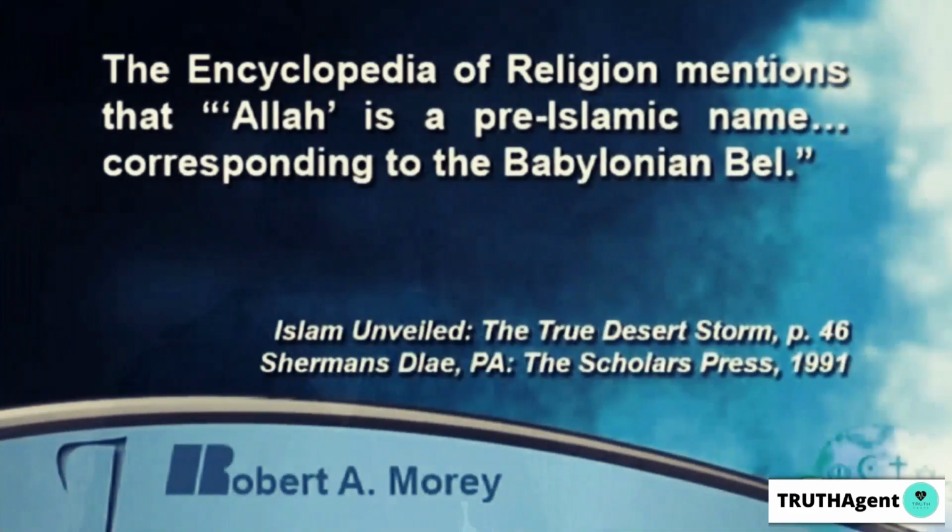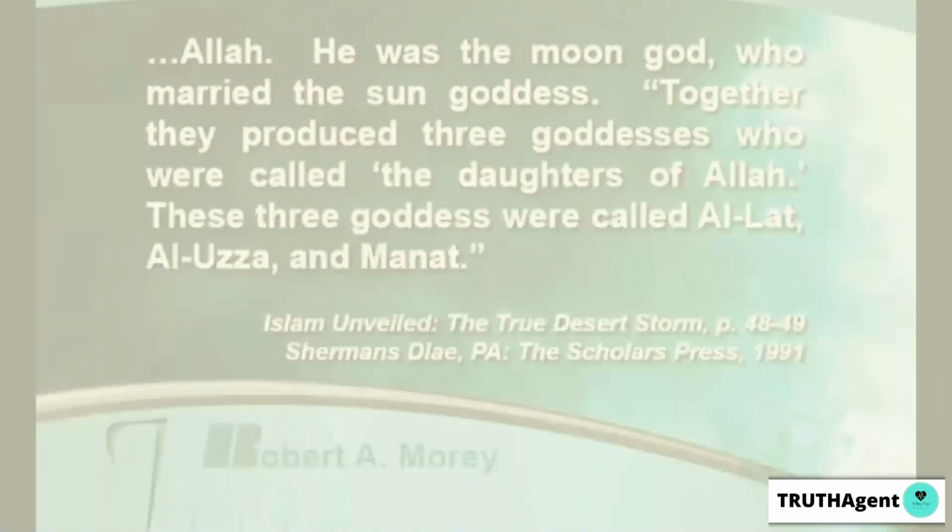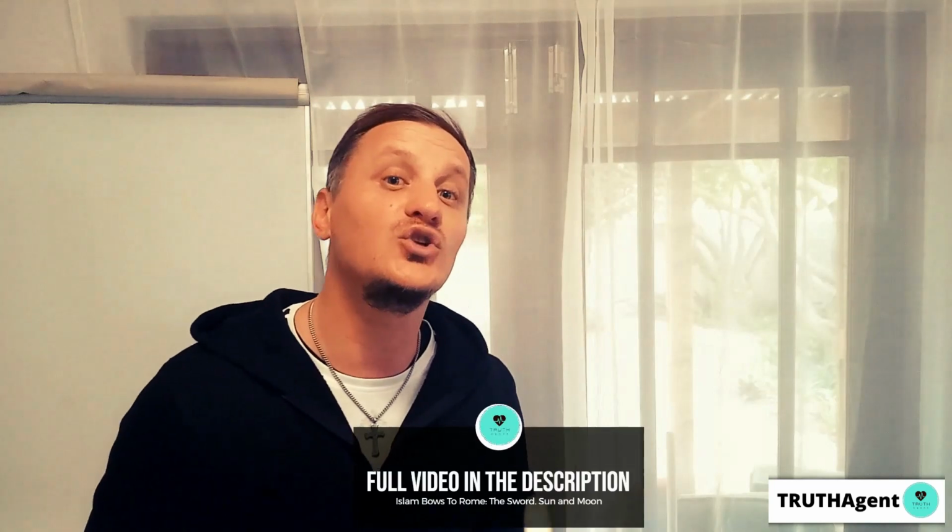The True Desert Storm, page 46. The Encyclopedia of Religion mentions that Allah is a pre-Islamic name corresponding to the Babylonian Bel. So here we can trace roots of Islam back to the ancient Babylonian mystery religion. Robert A. Murray goes on to say, Allah, he was the moon god who married the sun god. Allah, the God of Islam, he was the moon god. Very, very interesting. Who married the sun goddess.